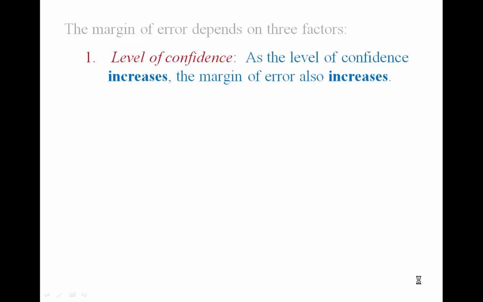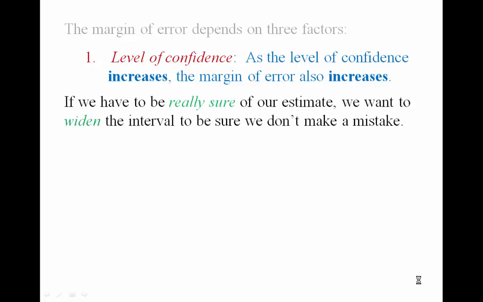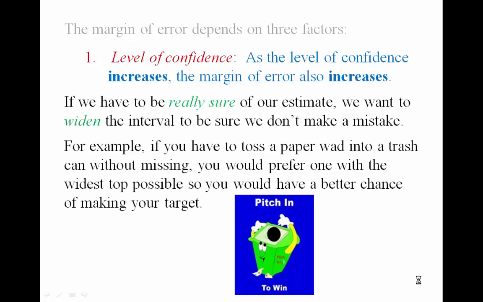Level of confidence. As the level of confidence increases, the margin of error also increases. If we have to be really sure of our estimate, we want to widen the interval to be sure we don't make a mistake, and we want a high confidence level. For example, if you have to toss a paper wad into a trash can without missing, you would prefer one with the widest top possible so you would have a better chance of making your target.